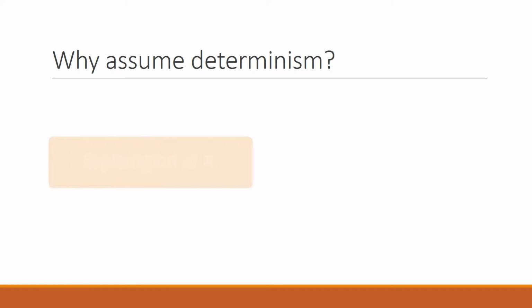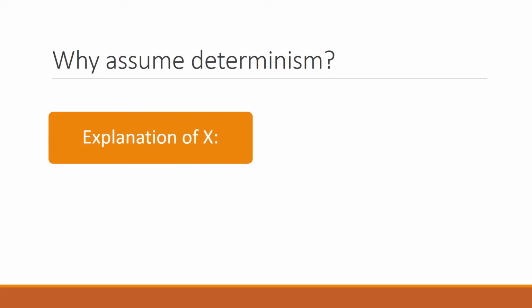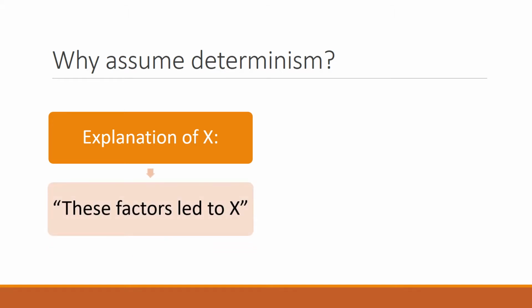Well, it's because when you're looking for an explanation of X, generally what you're looking for is the set of factors that led to X, or the set of factors that meant X had to be true. So if you're trying to explain why the house burned down, an explanation of that would list the factors that led to the house burning down. So that might start with the fact that the house was full of flammable materials, and it had faulty wiring, and there was an electrical surge. So together, those factors led to the house burning down.